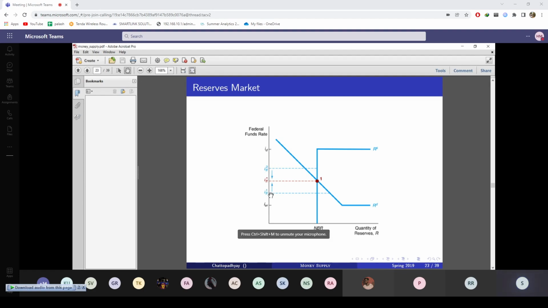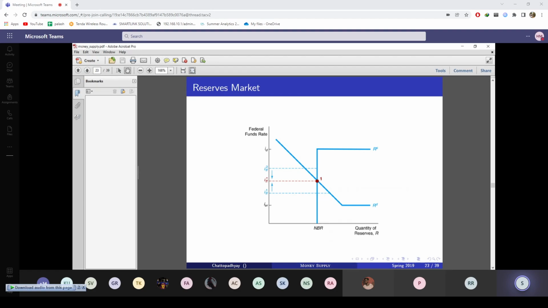Okay, so again, what is the intuition of this L-shaped supply curve? When your market interest rate is below ID, I do not borrow anything from the central bank.